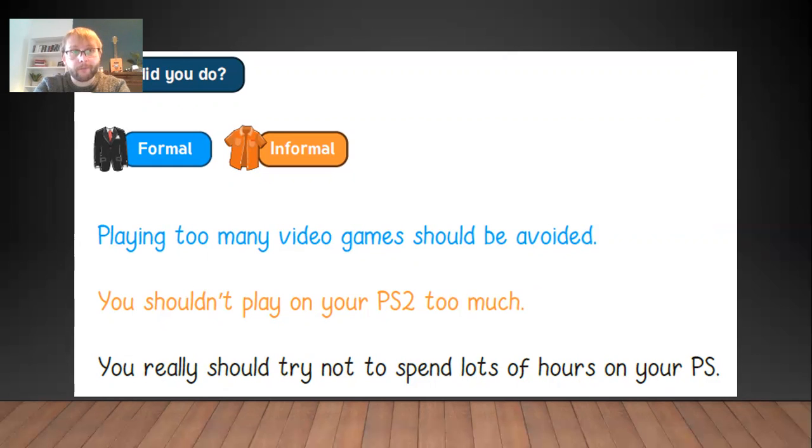The most informal of all of them, though, because it contains a contraction and a shortening, is: you shouldn't play on your PS2 too much. It's got PS2, which is a shortening, and it's also got shouldn't, which is a contraction. So it's got 2 things there that both add up to making it even more informal than the other one. So that's the order I would have put them in. So I'd have done 1, 3, 2 would have been my order.